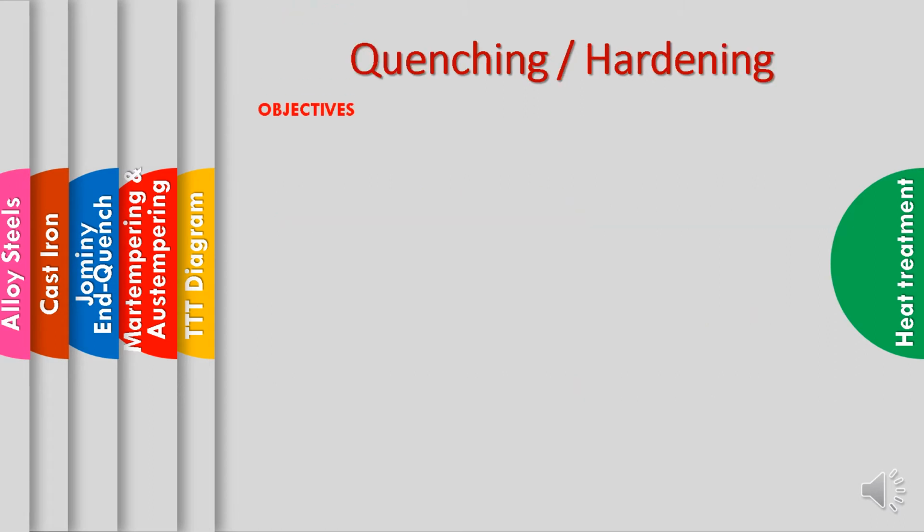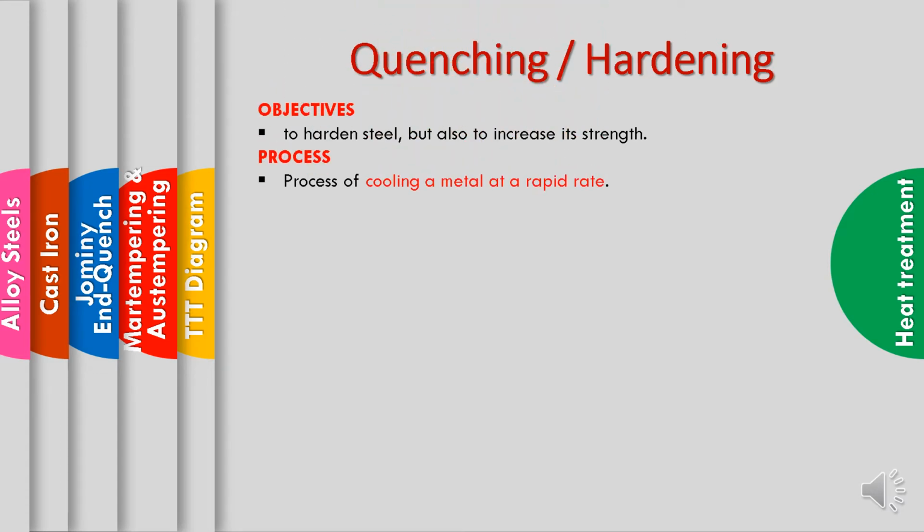And then for the quenching or hardening, the objective, as the name says, is to harden steel, but also to increase its strength. The process of quenching is basically the process of cooling a metal at a rapid rate. The process is the same as previous, but in the cooling step, we make it cool very fast. So, cooling a metal at a rapid rate. This is most often done to produce a martensite transformation.